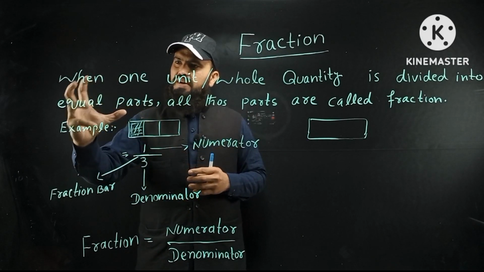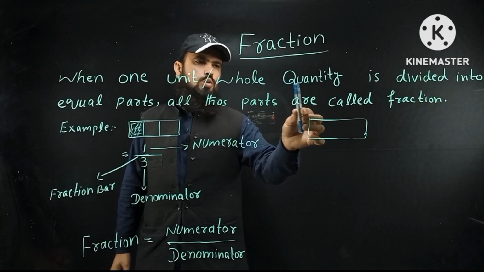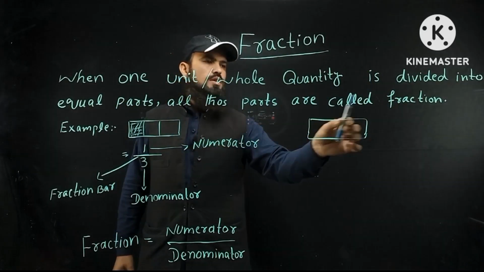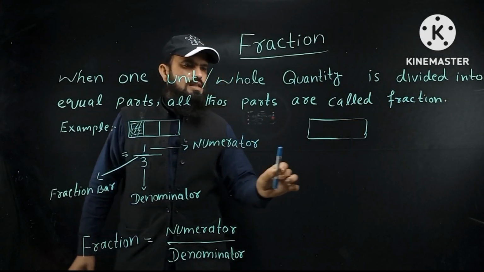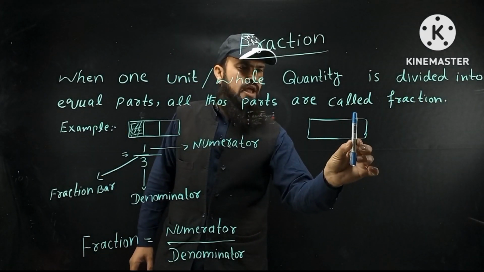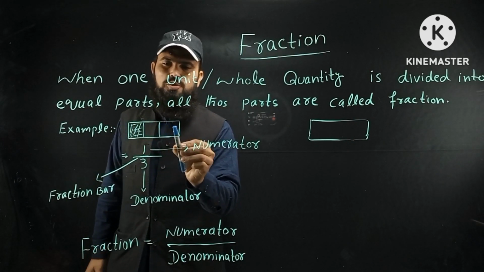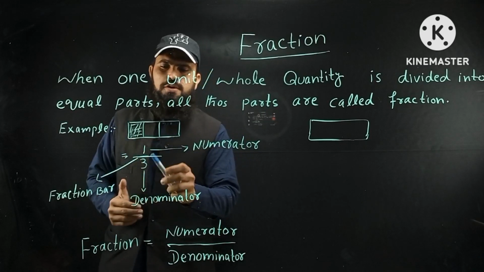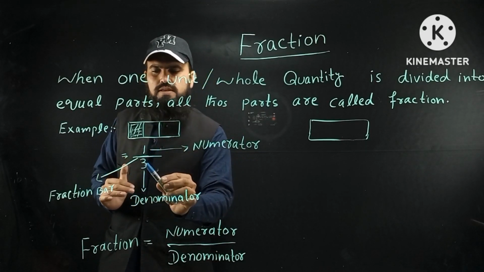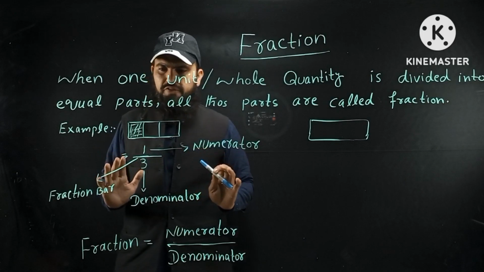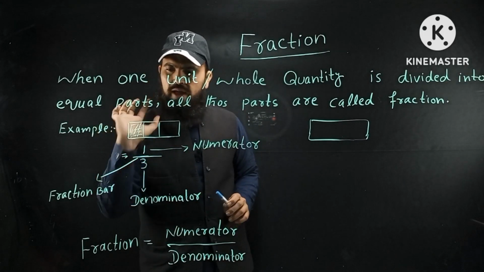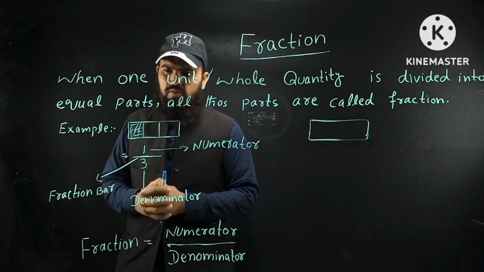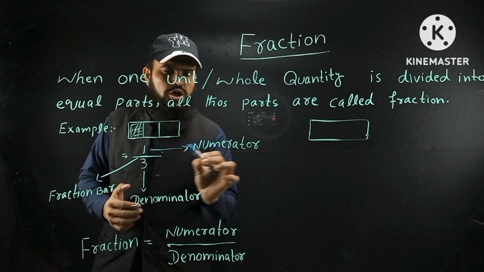So the definition of a fraction is: when one unit, a whole quantity, is divided into equal parts, all those parts are called fractions. So friends, this is our whole quantity, and this whole quantity is divided into three parts. So our total parts go right below the fraction bar, and this is called the denominator. Okay friends, and the usable parts is 1. So our usable part goes right above the fraction bar, and this digit is called the numerator.